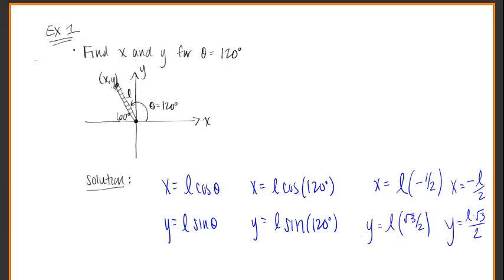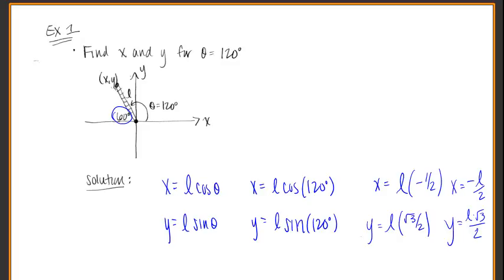So as soon as I know what L is, all I have to do is plug that in and I can get my definite coordinate. Another way to look at this problem is, you see how I drew this 60 degrees down here? It's realizing that from 120, if I go the rest of the way over to the 180 degree axis, it would be 60 degrees left over.